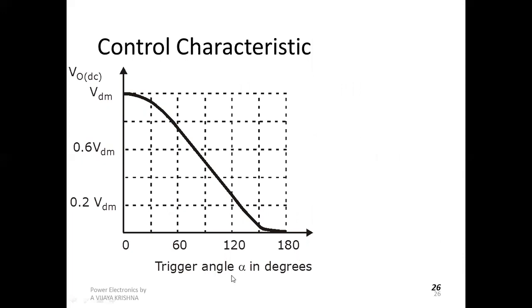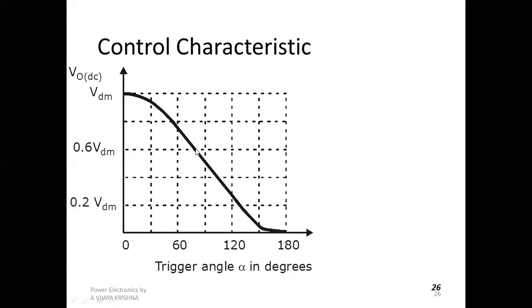This is the triggering angle in degrees, alpha, and the output voltage. If you draw these characteristics from 0 to 180 degrees, at the 0 degree position VDM should be maximum, Vm by pi. At 60 degrees, VDM should be this much.